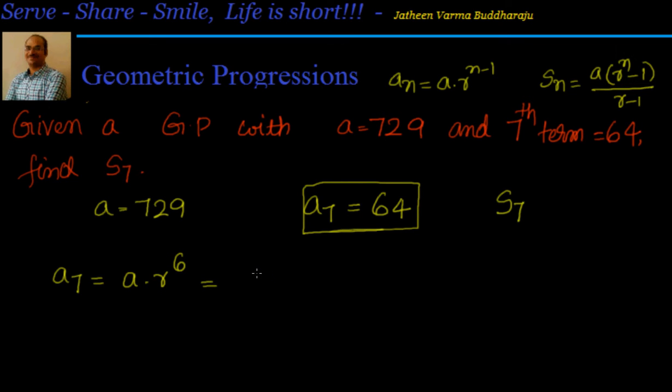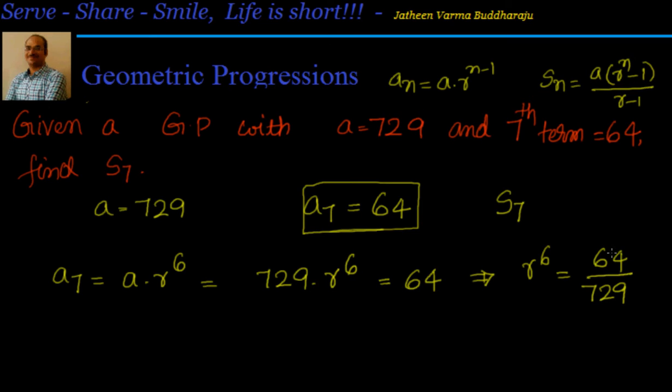That's equal to 729 into r to the power of 6. But this is equal to 64. That means 729 r to the power of 6 equal to 64. Now I have to find out the value of r, right? So I will write it as r to the power of 6 equal to 64 by 729. Now I have to write this number to some base where the power should be 6 so that I can get the value of r.